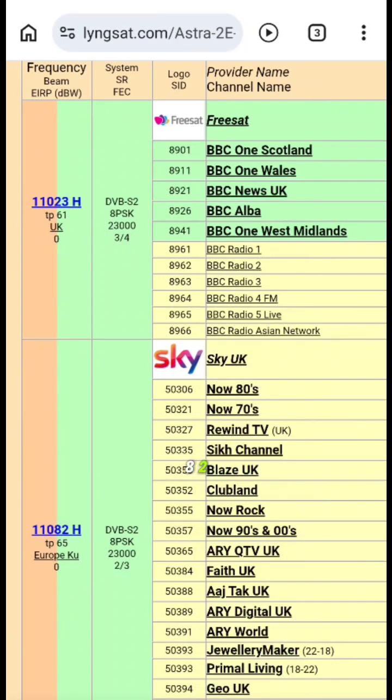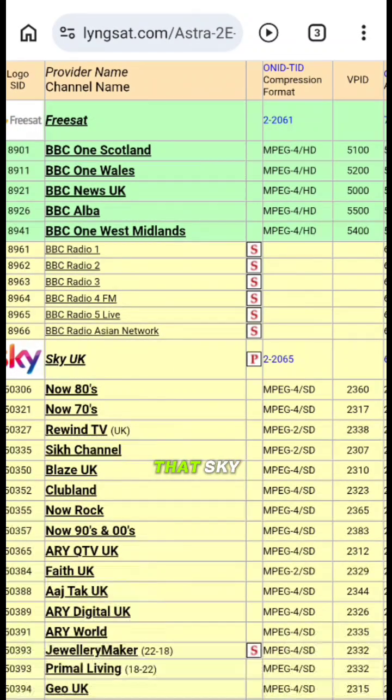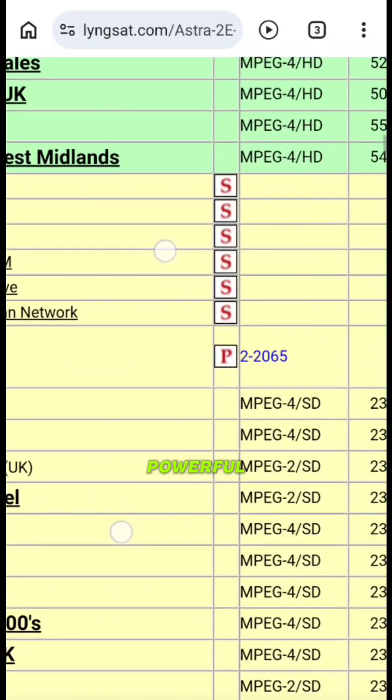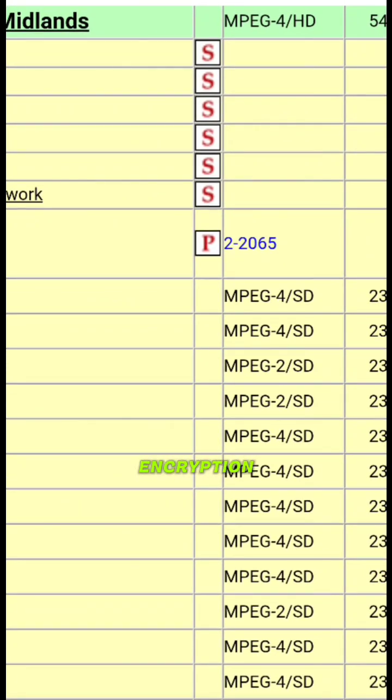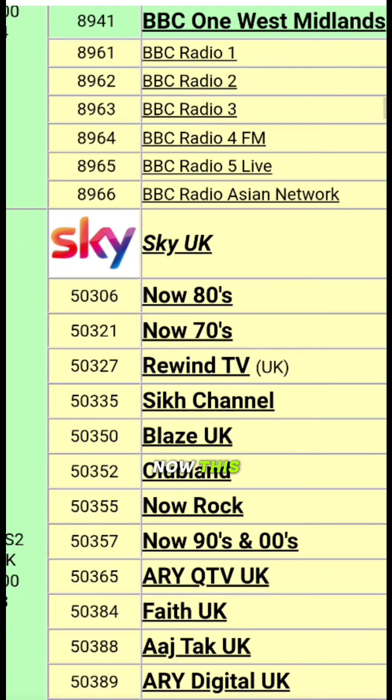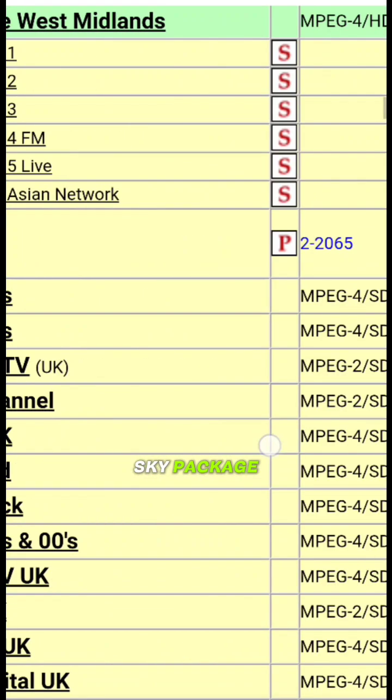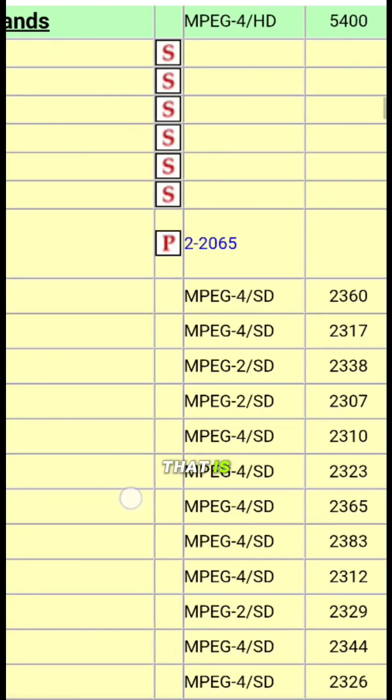P stands for powerful. So now let me talk a little about encryption. Encryption is the security system used to protect channels from unauthorized viewing. So we have different types of encryption. Free to air is also an encryption, because if you don't want people to access it, you won't let them access it. So free to air is also a type of key, meaning that if the channel is put under free to air, it is free. Now this channel like 980s under this Sky package is free. You can see that there is no key to lock it. But the package of Sky UK, you can see that it is P. P stands for powerful.